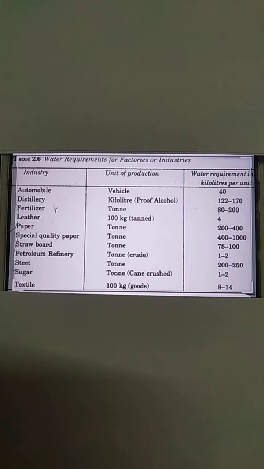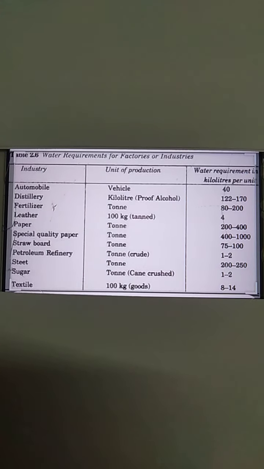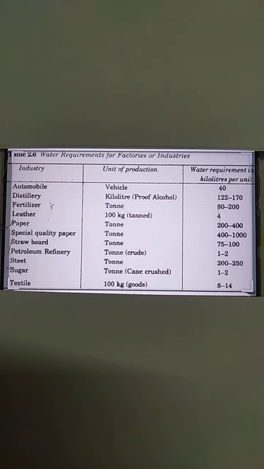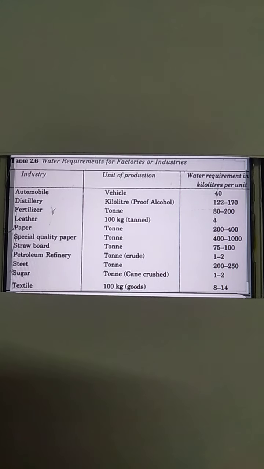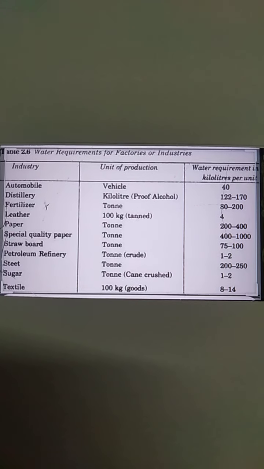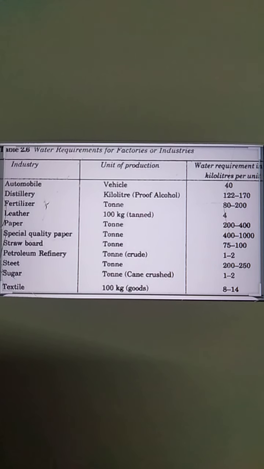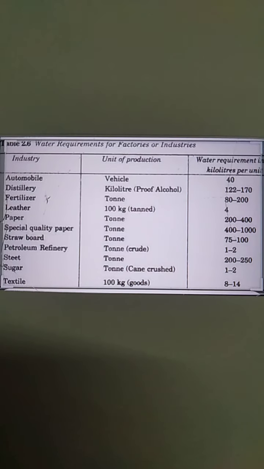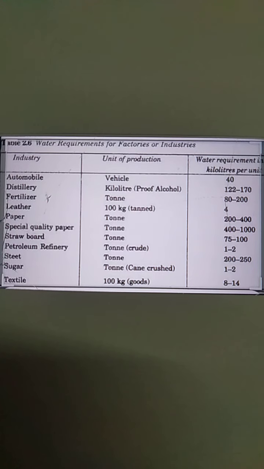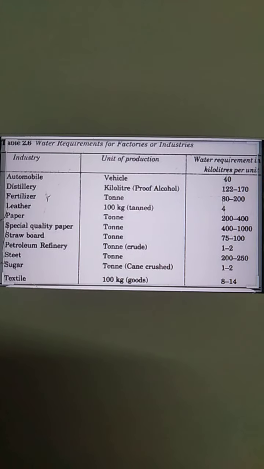Now let us see the table of the water requirement for different kinds of industry. We are going to divide it into three columns. In the first column we have the industry, the second column is unit of production, and the third column is water requirement in kiloliters per unit. We have 11 industries in this. First is the automobile industry. Its unit of production is per vehicle, and the water required is 40 kiloliters per unit.